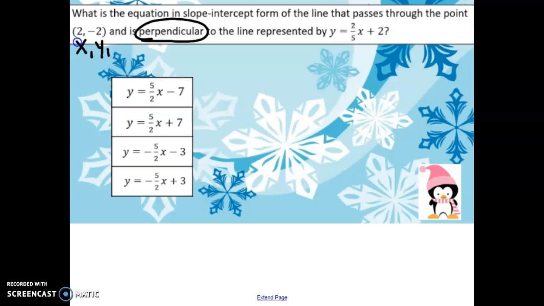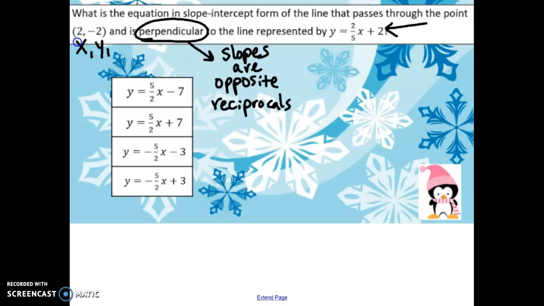Now, one thing we have to remember about perpendicular lines is that their slopes are opposite reciprocals. So, if I want a line perpendicular to this equation right here, then I'm going to use that slope, 2/5, and I need to find the opposite reciprocal. By opposite, I mean the opposite sign. That is a positive 2/5.